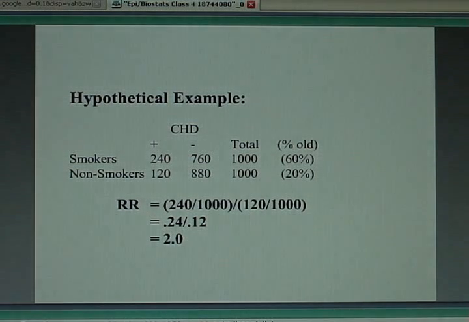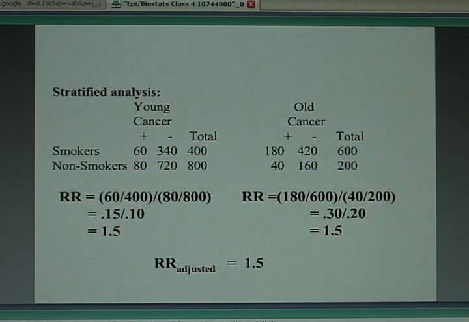But does 2.0 mean that a smoker's risk is twice that of a non-smoker? When I told you that the smokers were old, let's suppose that of these 1,000 smokers, 60% of them were old. Among these 1,000 non-smokers, only 20% of them were old. Suppose this is what happened when I divided my data set into old people and then separately into young people. Here are the 60% of the 1,000 smokers: 600 of them were old. Here are the 20% of the 1,000 non-smokers: 200 of them were old.